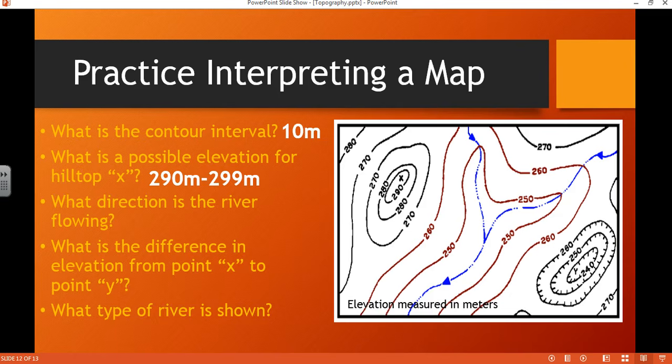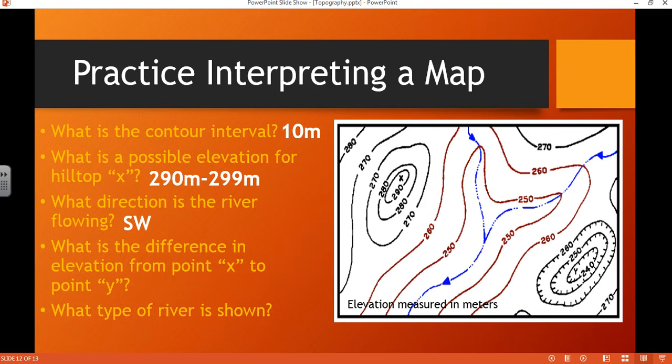What direction is the river flowing? Well, here we see a river. It's a seasonal river, by the way. Oh, I've already answered that question for you. You can see that the river is flowing through the wide part of the V, or the valley. So it starts, this one is traveling southwest, this one's traveling more south, and then they meet up and they continue traveling to the southwest.